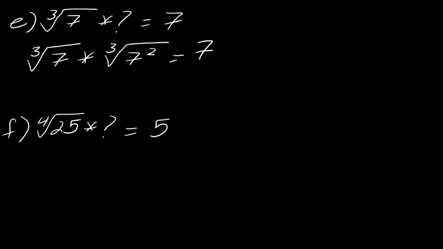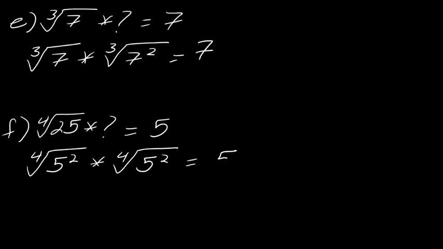That'll get me here. Okay, so now for the next one, I need to rewrite 25 as 5 squared. So then I have 2 powers of 5. How many more powers do I need? I need 2 more to get to 4. So that will ultimately get me to 5.